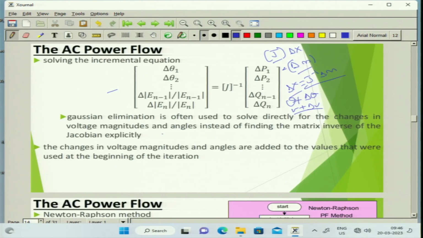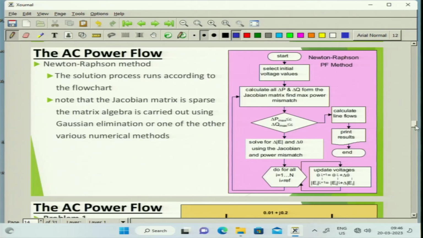So Gauss elimination is often used to solve directly for the changes in voltage magnitudes and angles instead of finding the matrix inverse of the Jacobian explicitly. The changes in voltage magnitudes and angles are added to the values that were used at the beginning of the iteration. Now this is the procedure.